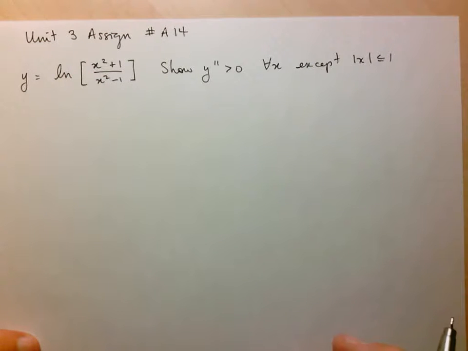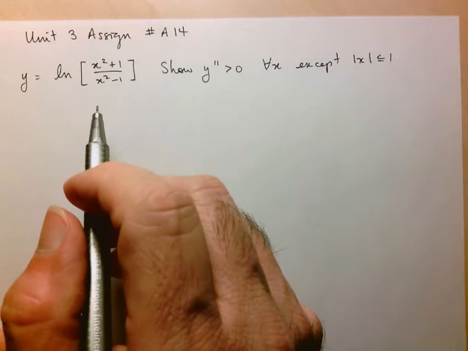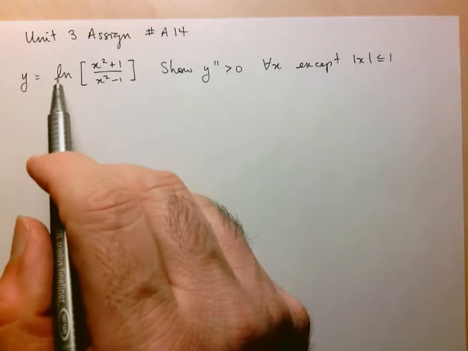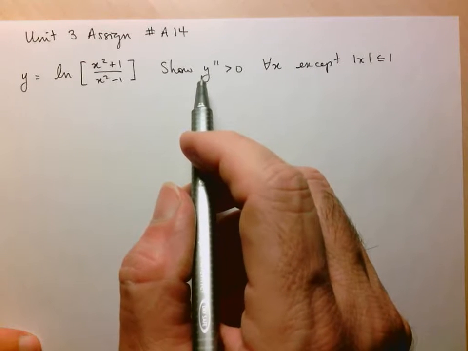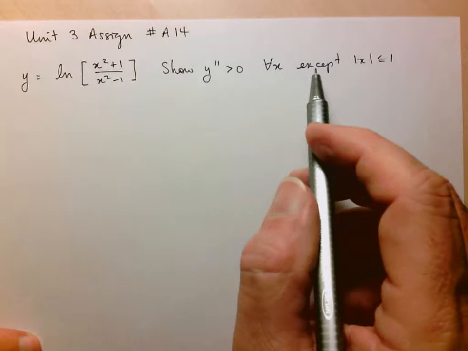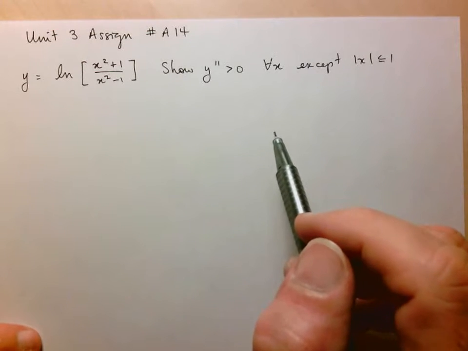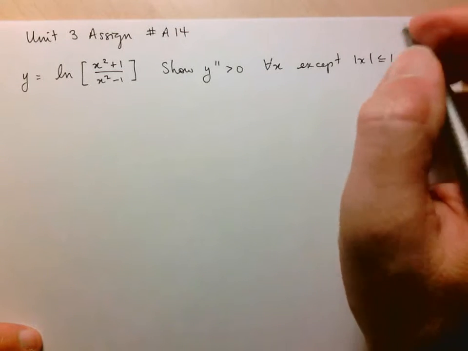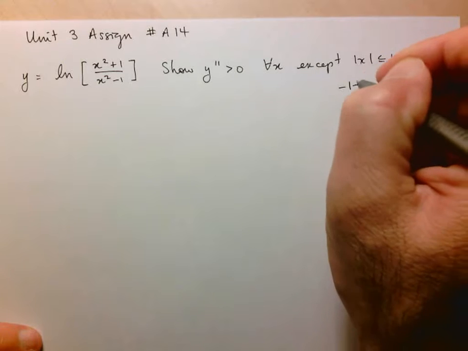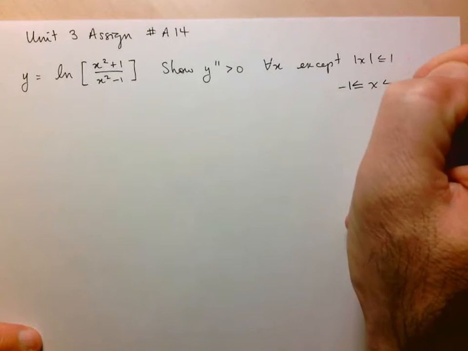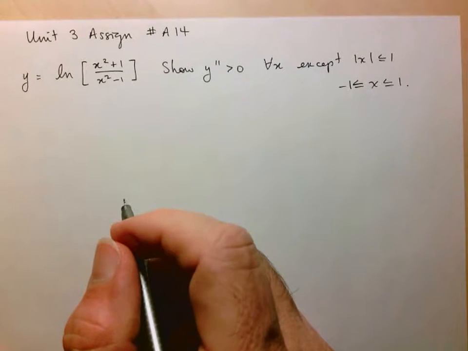Hi folks, we're going to take a look at the solution for number 14 from part A of the Unit 3 assignment. They give us this function here and they want us to show that the second derivative is positive for all x values except those where the absolute value of x is less than or equal to 1. Recall that this expression is just another way of writing negative 1 less than or equal to x less than or equal to 1. So all numbers between negative 1 and 1 inclusive.